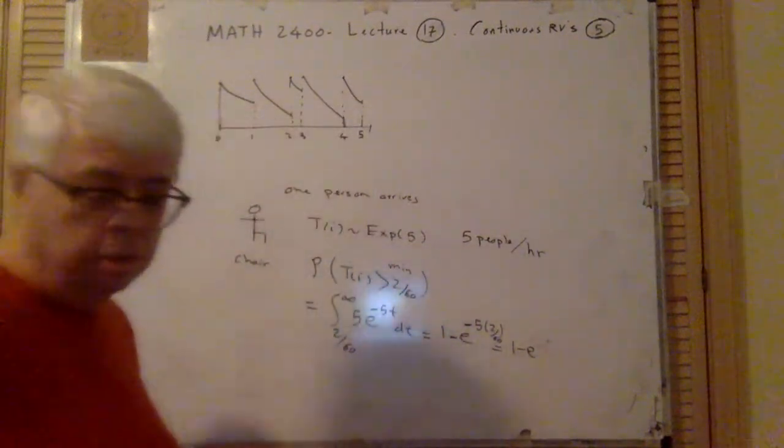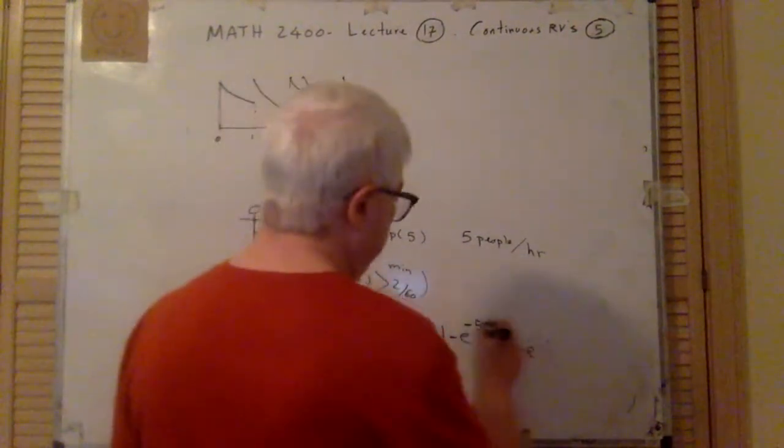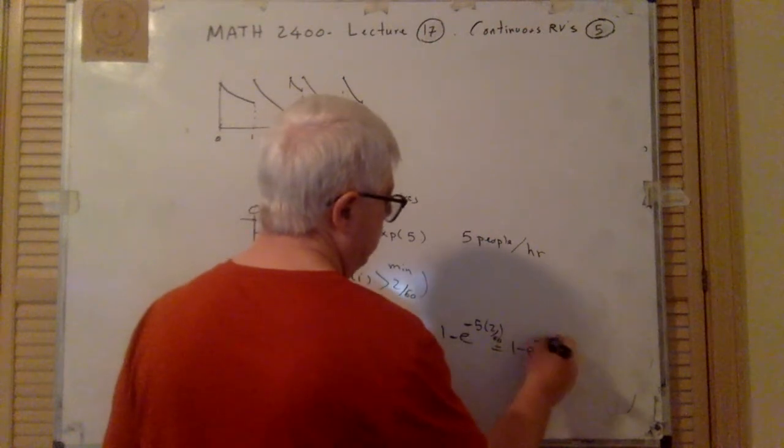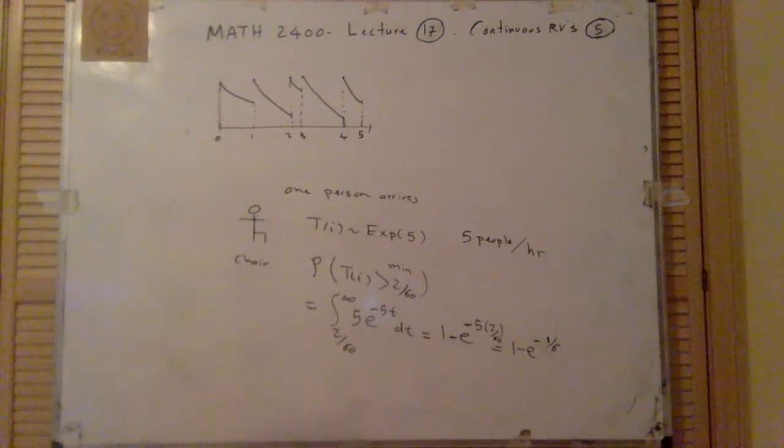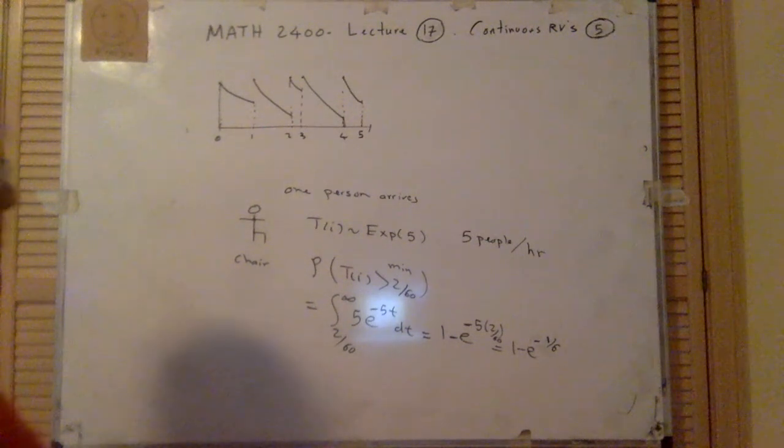So yeah, that's not that small. It will be 10 divided by 60, so 1 over 6. I don't know what that is, but you can calculate, and that is the probability that one person arrives after 2 minutes has passed. So one person arrives, and then you ask yourself, what's the probability that another person arrives in more than 2 minutes? So after 2 minutes, what's the probability that someone arrives? So that is the probability, okay?